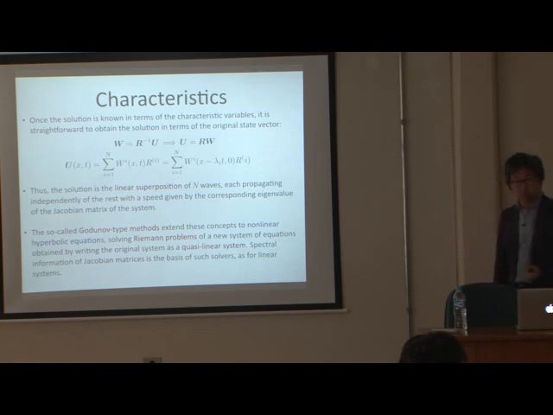Especially we need this for hydro and MHD. This is solving the Riemann problem of the new system of equations. It is obtained by writing the original system as a quasi-linear system, using the spectral information of the Jacobian matrix, and it is based on such a solver for the linear system. Later I will touch on this Riemann problem and how to get the information.